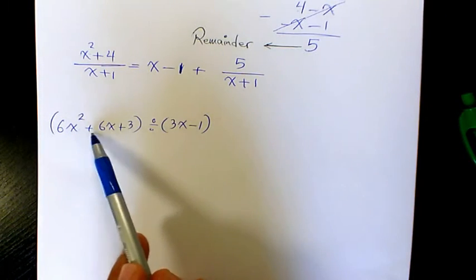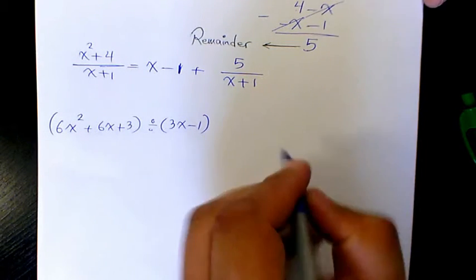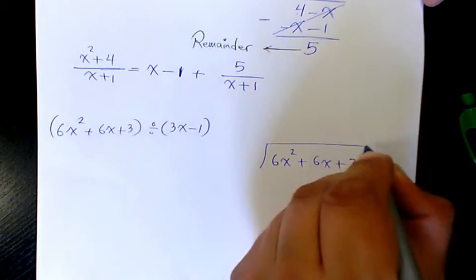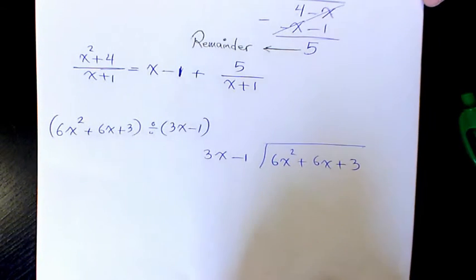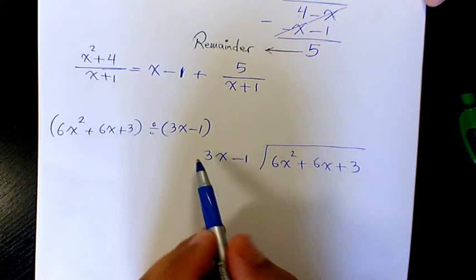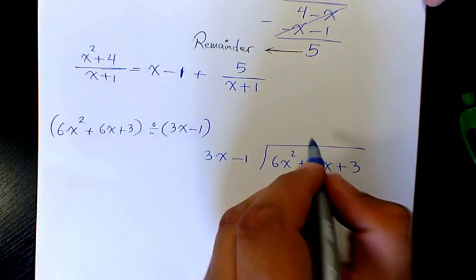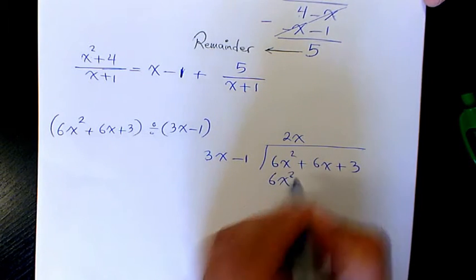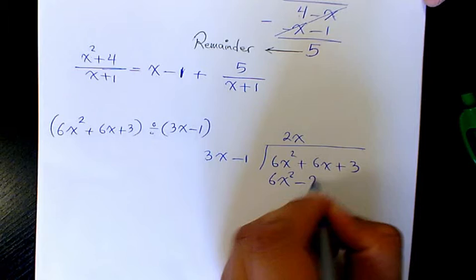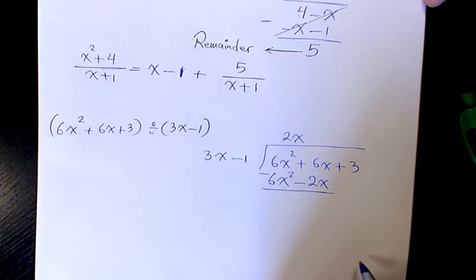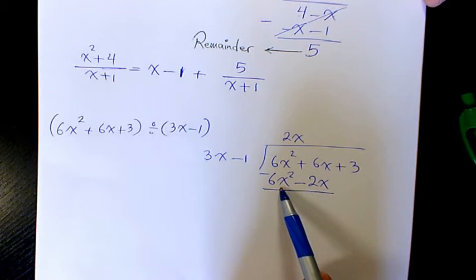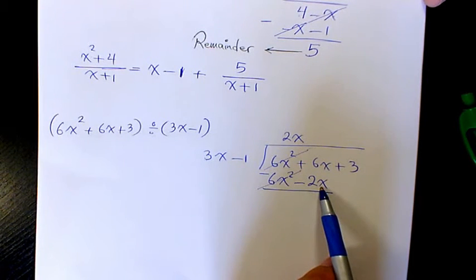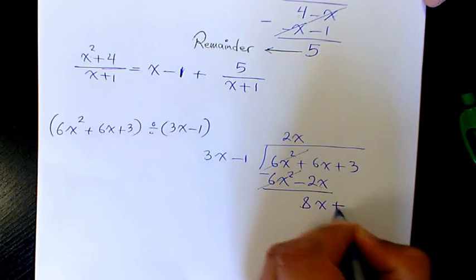We have 6x squared plus 6x plus 3 divided by 3x minus 1. So in this case, the dividend is 6x squared plus 6x plus 3, divided by 3x minus 1. 6x squared divided by 3x is going to be 2x. Then 2x times 3x is going to be 6x squared. 2x times negative 1 is going to be negative 2x. Then you subtract it. 6x squared minus 6x squared is going to be 0.